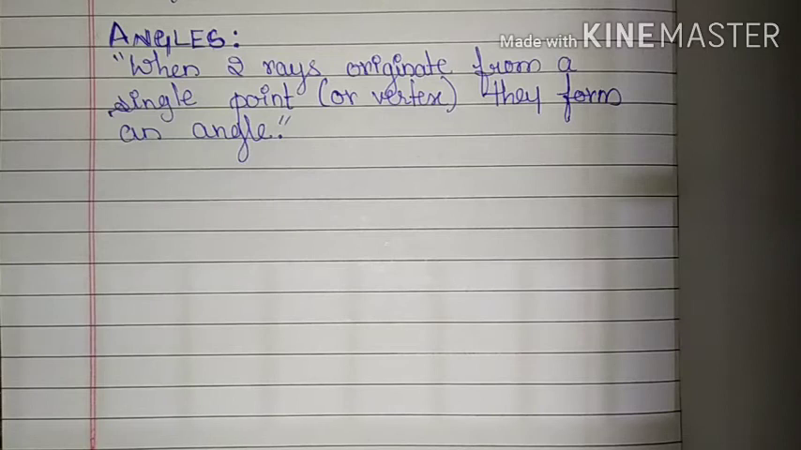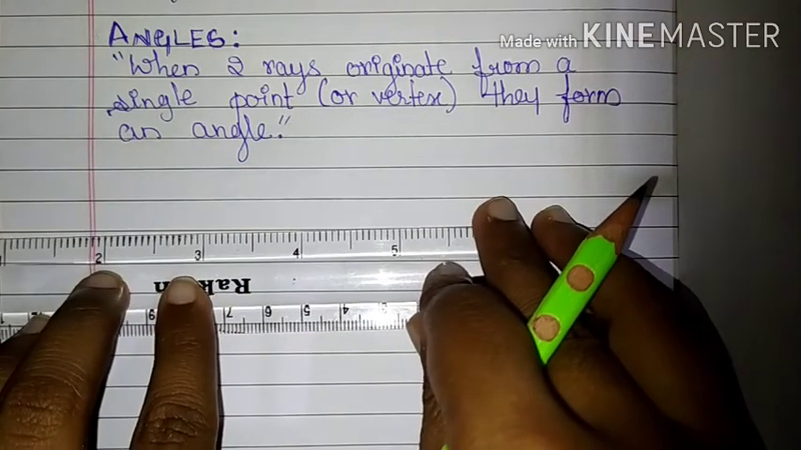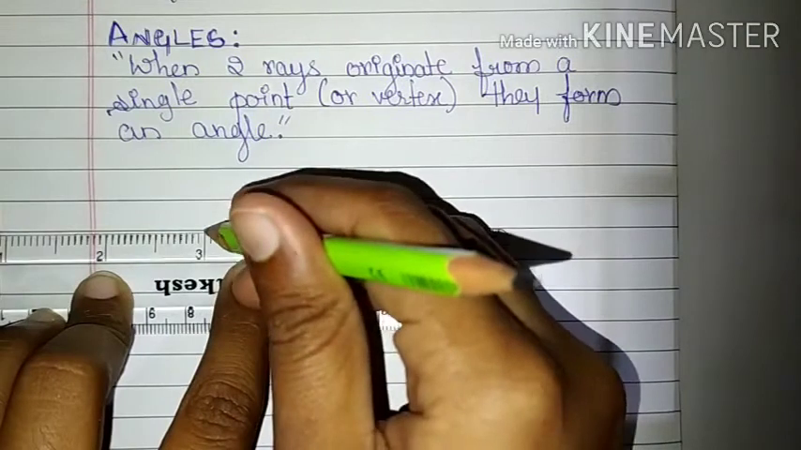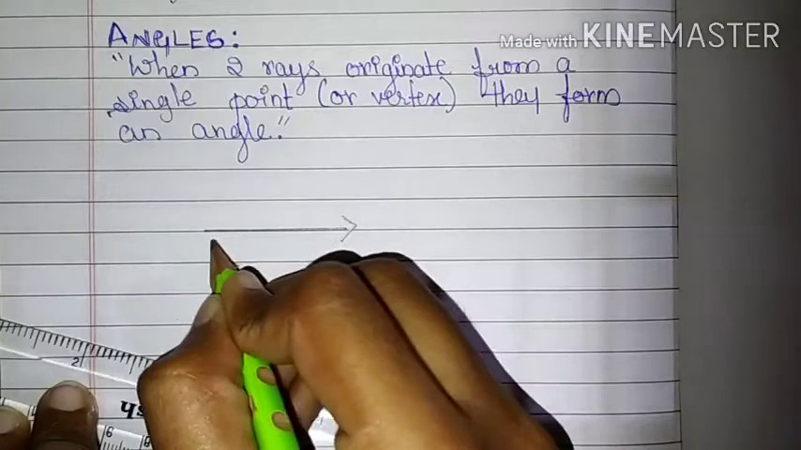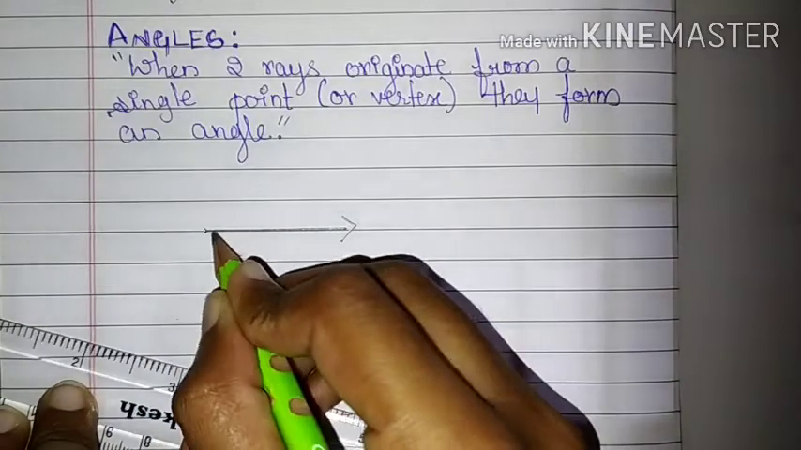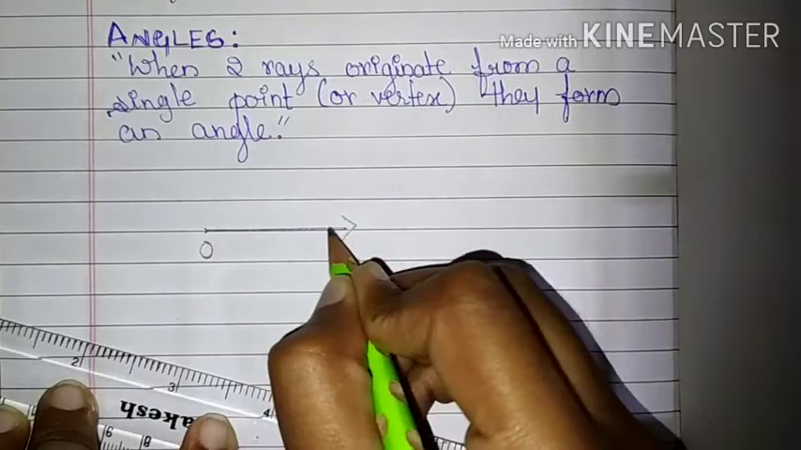First, let us look at the definition of angles. Angles are formed when two rays originate from a single point, which is also known as a vertex. So when two rays originate from a single point, they form an angle. If we were to look at the figure, consider this is our first ray. A ray has one arrow mark and another end point. Ray OA.